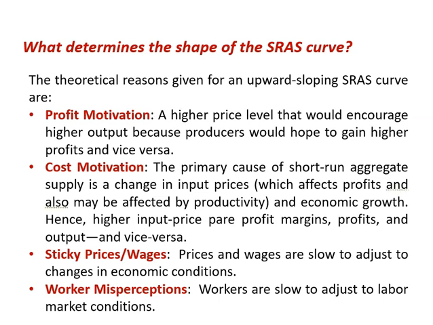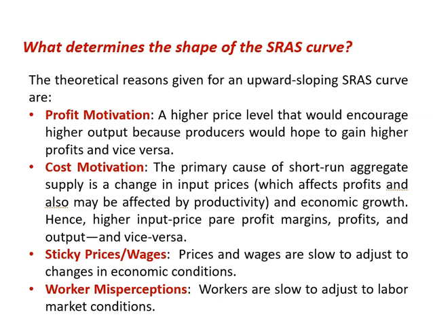Now, we ask, what determines the shape of the short-run aggregate supply curve? The key theoretical reasons offered by economists for the upward sloping short-run aggregate supply curve are: 1. Profit motivation. A higher price level would encourage higher output, because producers would hope to gain higher profits, and vice versa.